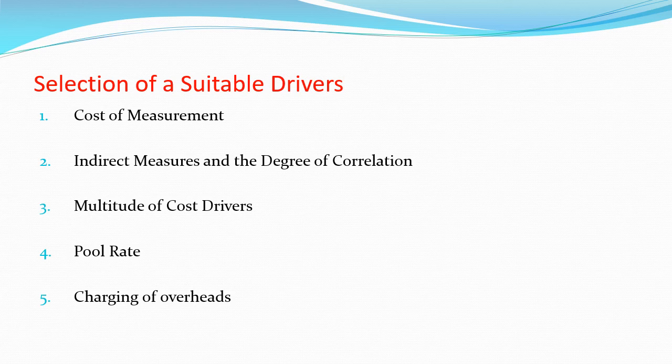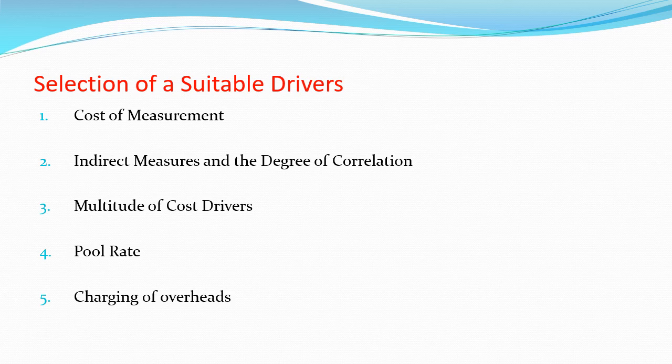multitude of cost drivers. In traditional product costing, the number of cost drivers used is few, such as direct labor, machine hours, direct labor cost, units produced. But activity-based costing may use a multitude of cost drivers that relate cost more closely to the resources consumed and activities occurring. And then the fourth factor is pool rate.